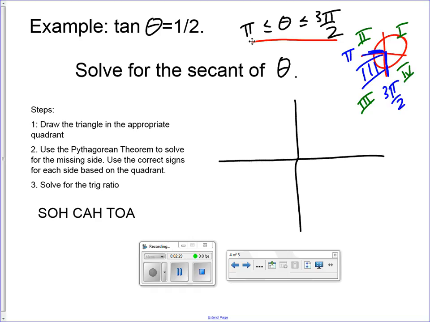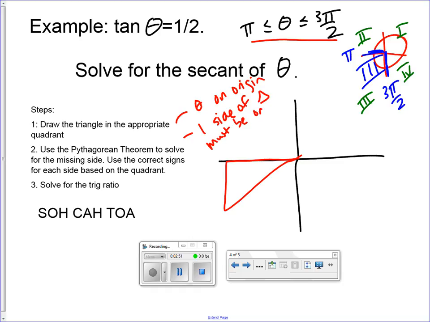Theta always has to be by the origin. And one side of the triangle always has to be on the x-axis. So let's add that to our notes. The angle theta is on the origin. And one side of the triangle must be on the x-axis. Two requirements for your steps. So let's label this as theta, the angle that's closest to the origin.